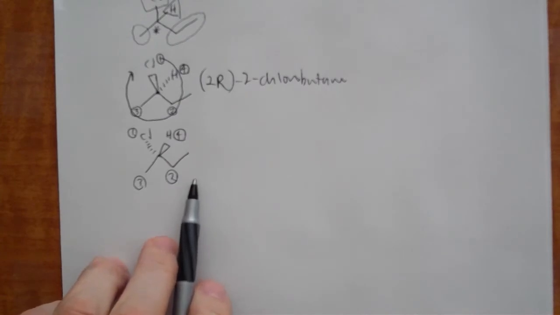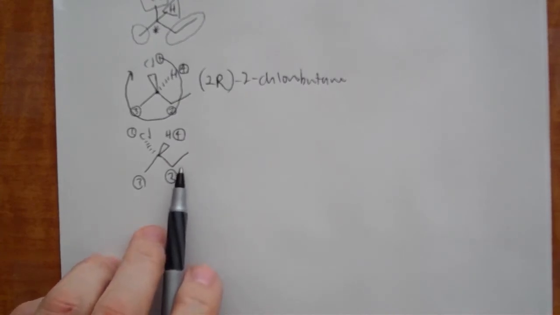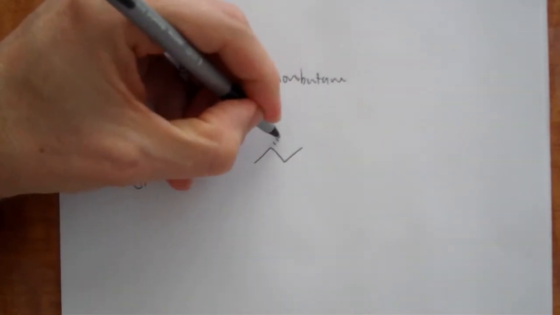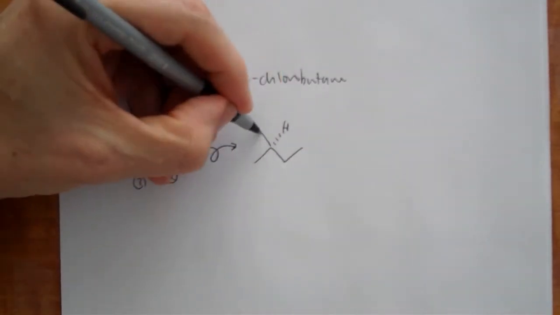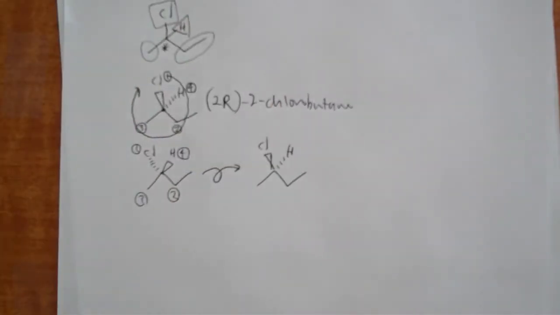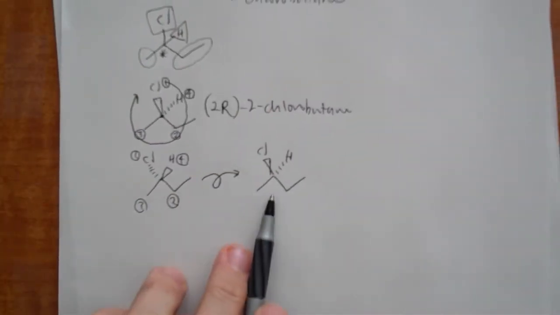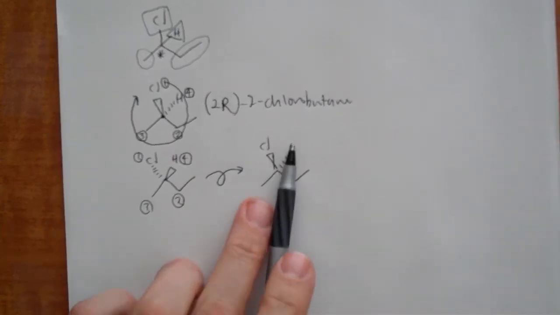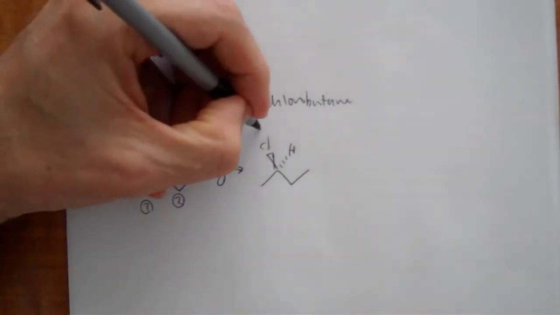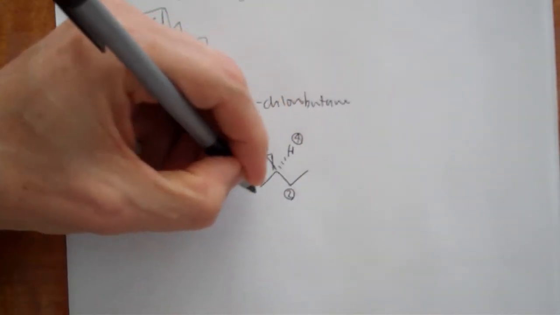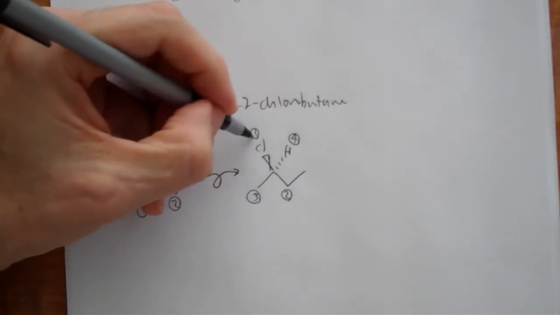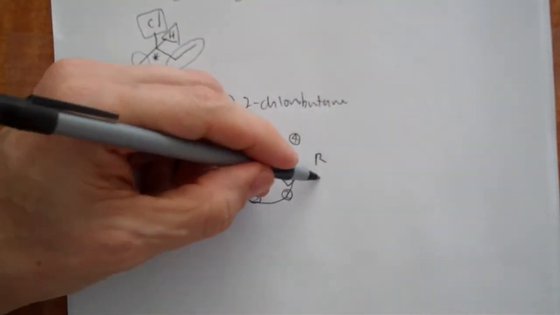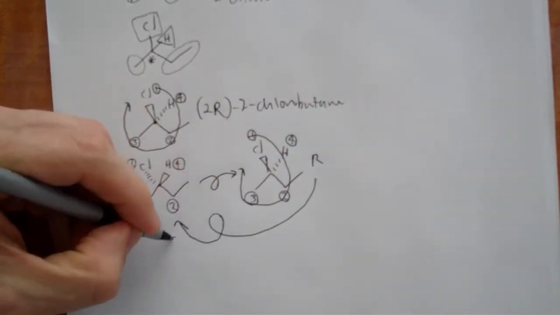Okay. So I'm going to take this and I'm going to redraw it, putting the lowest priority one in the back, knowing that this is not the same thing as this over here. This is the mirror image of it. But since I've got the mirror image and I've got this in back, it'll be easier for me. 1, 4, 2, 3, right? Now I'm going to go 1, 2, 3. Okay? This is R, and therefore this must be S.